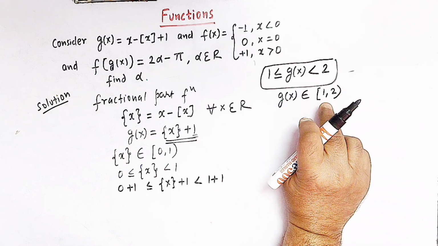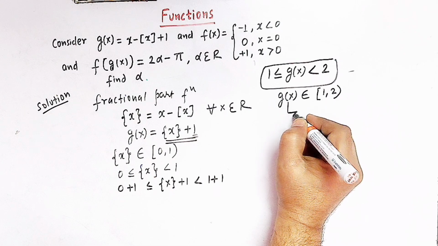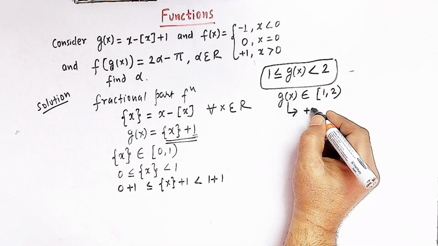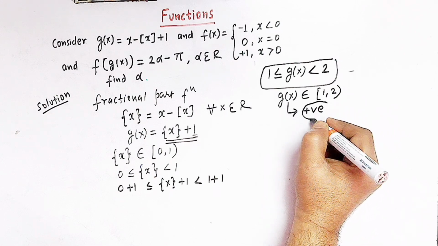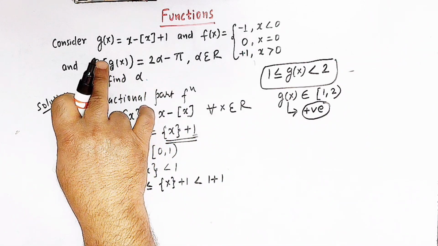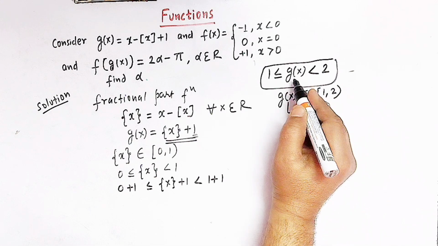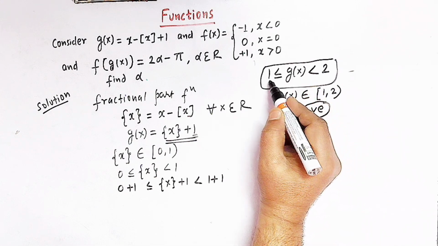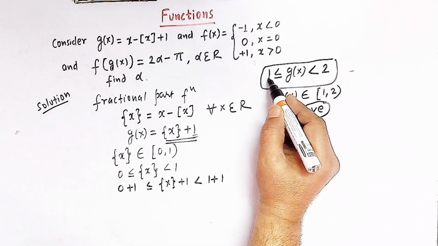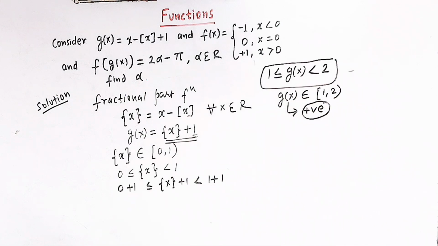From this interval, we can easily conclude that g of x should be a positive number. This is an important point while solving this problem. So g of x must be positive, because it lies in the interval between the positive numbers 1 and 2, where 1 is included.